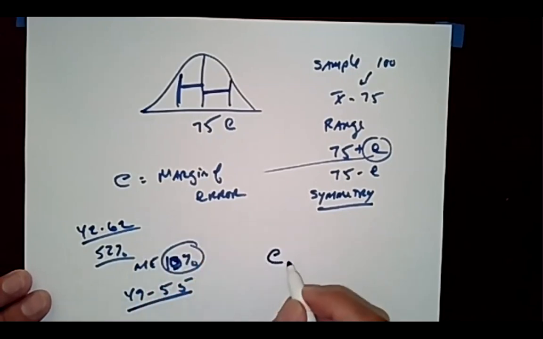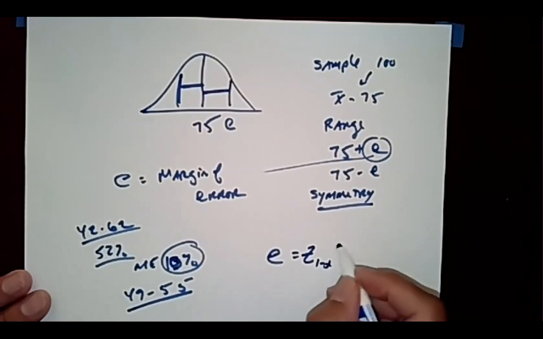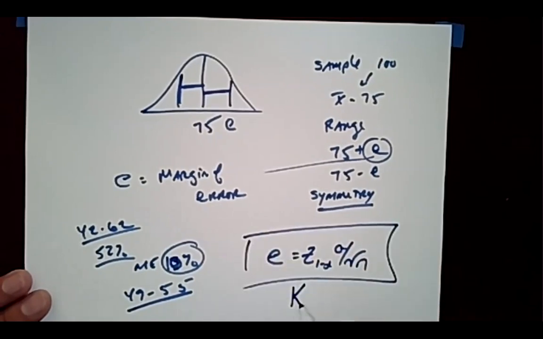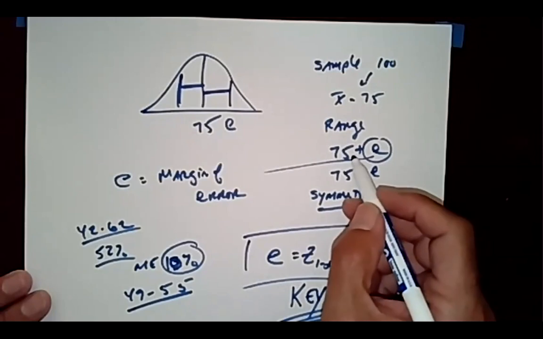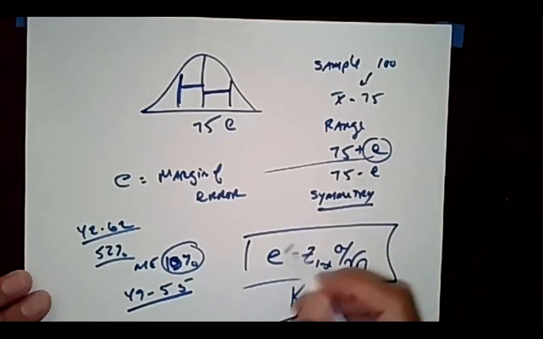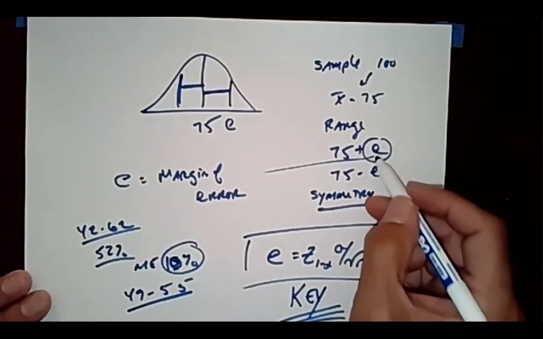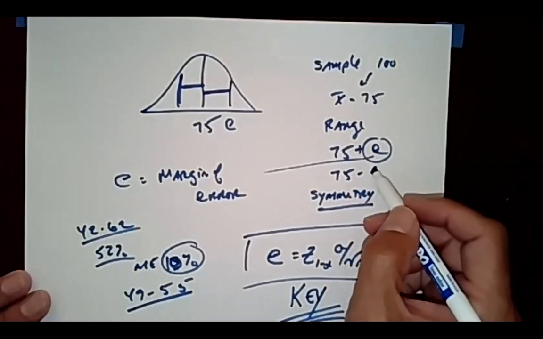Now, E, I'm going to give you the formula now. We're going to talk about it in a couple of pages. E is Z 1 minus alpha, sigma over radical N. I'll explain more about this in a minute. But the advantage is that if you know E, you can substitute this formula for 75 plus E, and you can calculate what that value is going to be. Again, we'll get to this in just a minute.